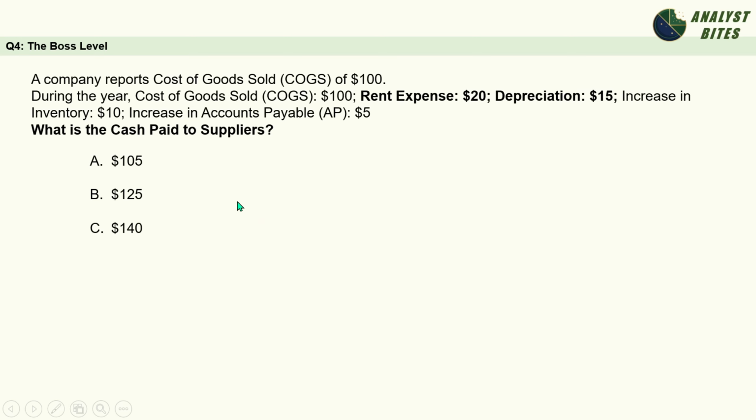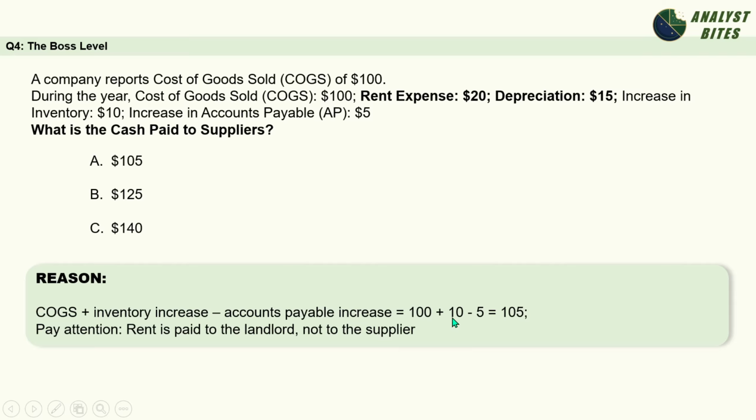Now do the math. Your baseline expense is COGS, $100. Inventory increased by 10. You bought extra goods, which means $10 extra left in your pocket. Accounts payable increased by 5, so your supplier gave you a free loan. You saved $5 in cash. 100 plus 10 minus 5 equals 105. The answer is A. Alright, we've successfully conquered the core mechanics of CFO calculations.